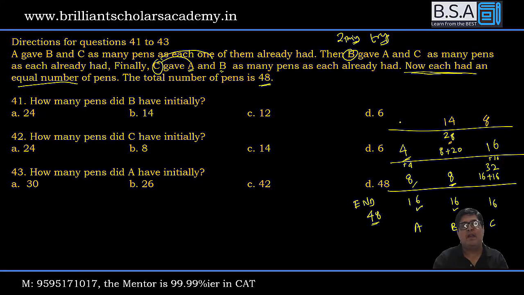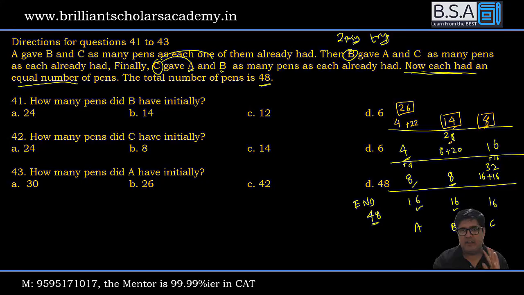So how many pens will A get? A already has his 4. How much is coming back to A? 14 and 8. What is 14 and 8? 22 pens have just come back to A. So A in the beginning, in the opening, had 26 pens. B in the beginning had 14 pens and C had 8 pens.